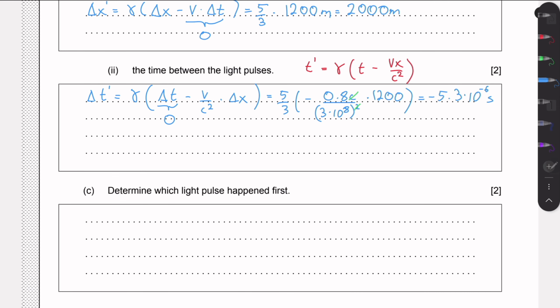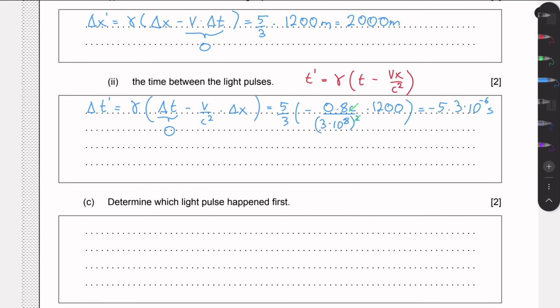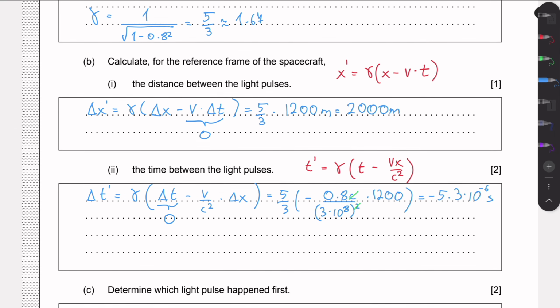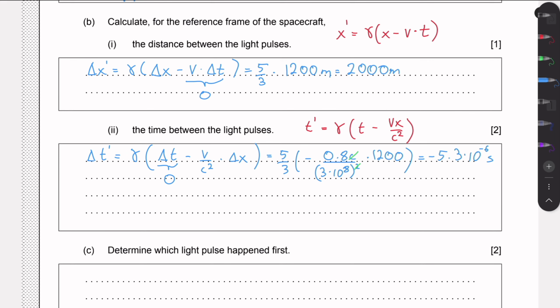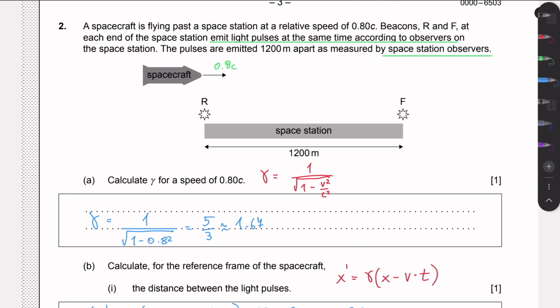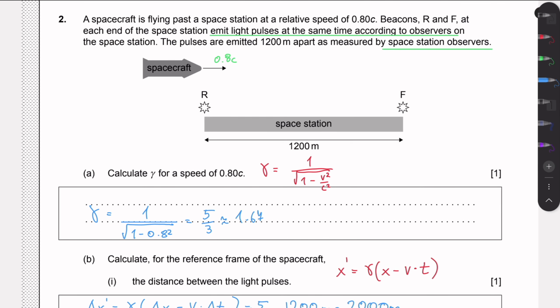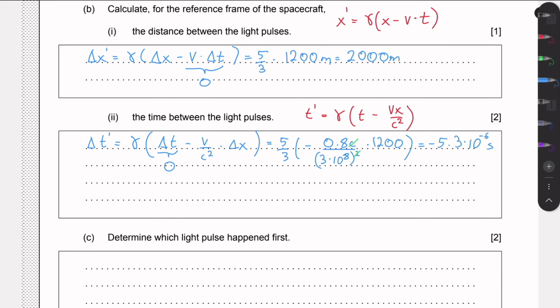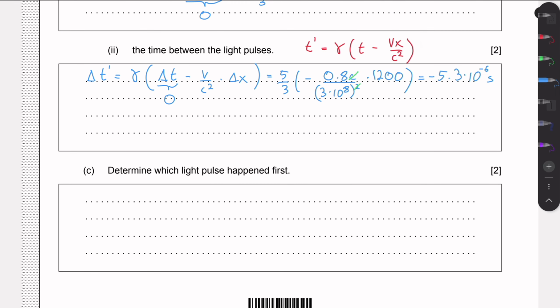And then lastly, we need to determine which light pulse happened first. I'm obviously assuming we're in the reference frame of the spacecraft, although this is not the continuation from part B. It's like part C, but it wouldn't really make sense to calculate which happened first in the space station reference frame, as they happen at the same time there. So we can just assume we need to calculate this for the spacecraft's reference frame.